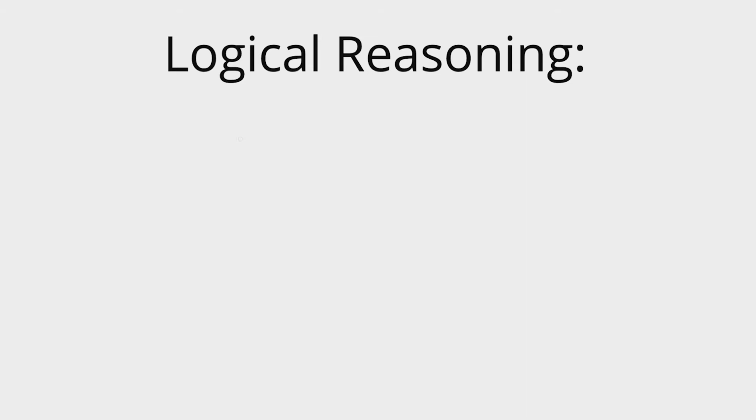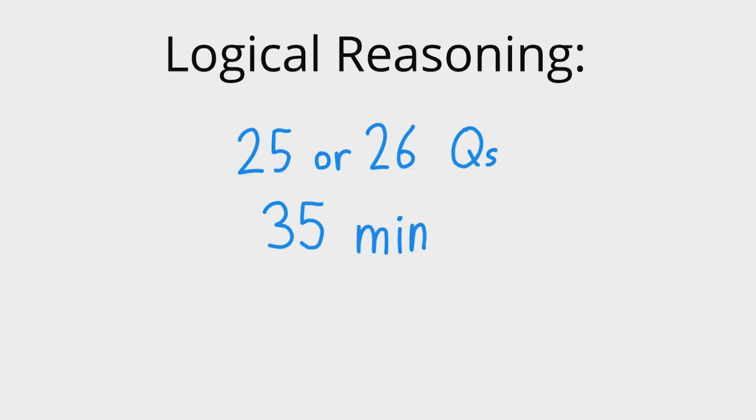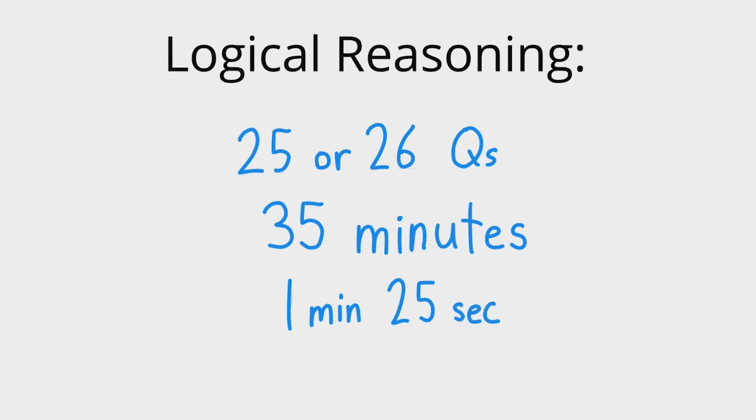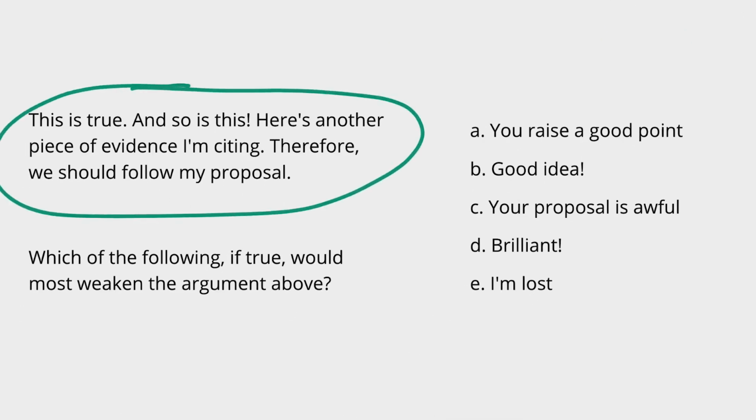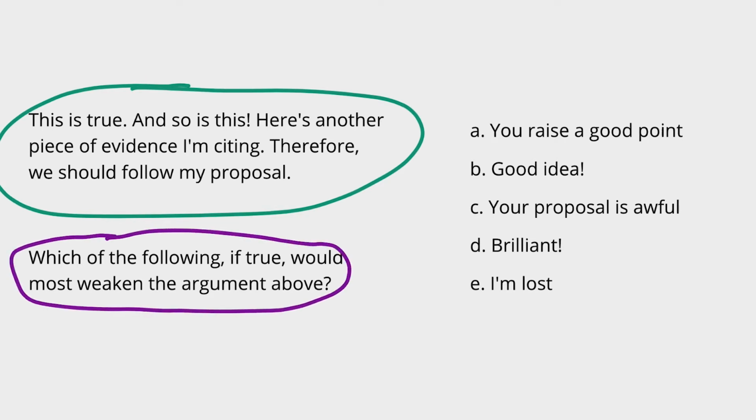A quick refresher. Each LR section has 25 or 26 questions. Like every other section, you have 35 minutes to answer all of these questions, giving you about 1 minute and 25 seconds per question. There are 3 parts to every LR question. This is the passage, this is called the question stem, and these are the answer choices.